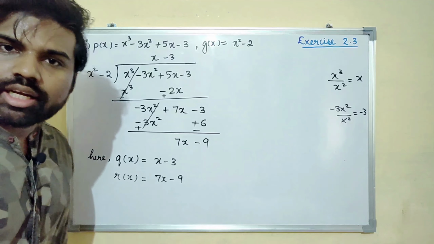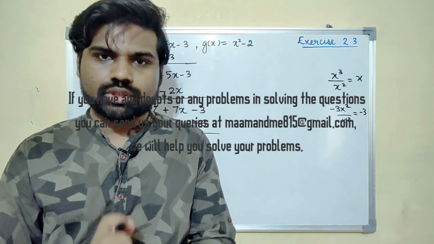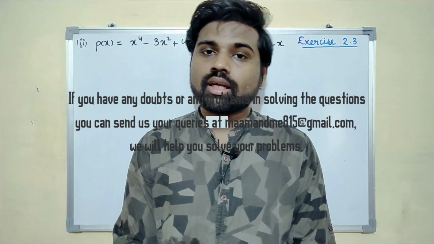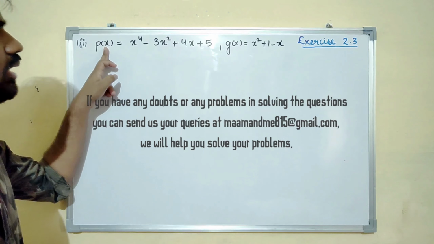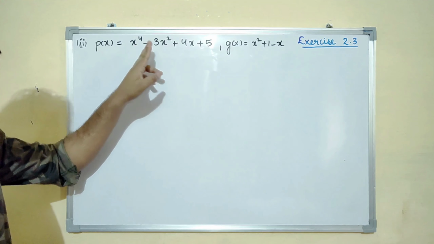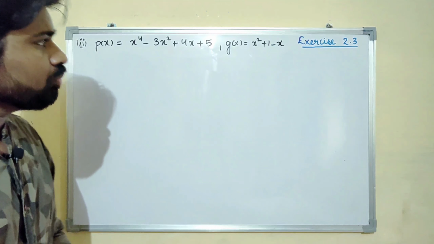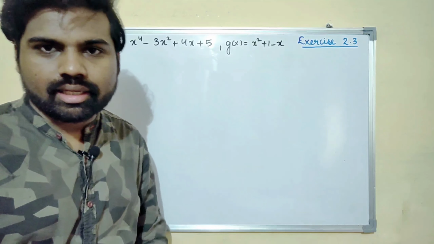Now let us see the second part. For your better understanding, I will solve each and every question of this exercise. Let me just rub it for you. Now let us see the second part, which says the polynomial p(x) is x to the power 4 minus 3x square plus 4x plus 5, and g(x) is equal to x square plus 1 minus x.